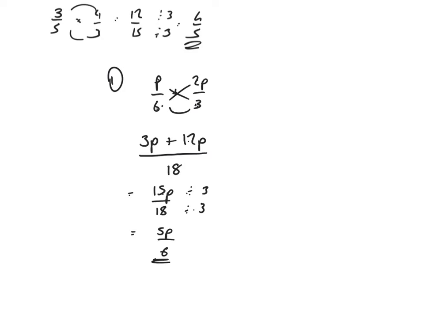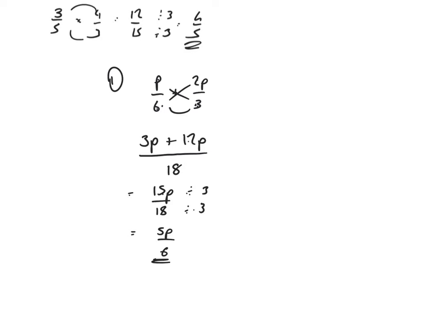Let's just go over that again. So we're adding, so we're going to look at kiss and smile, so there's the kiss, there's a smile, so p times 3 is 3p, plus 2p times 6 is 12p, over 6 times 3 is 18. 3p plus 12p, gather them together to get 15p, 15p over 18. And then I can divide top and bottom by 3, gives me 5p over 6.